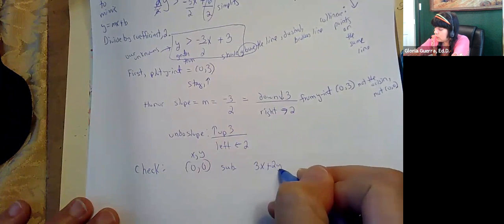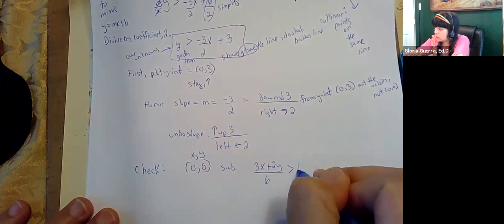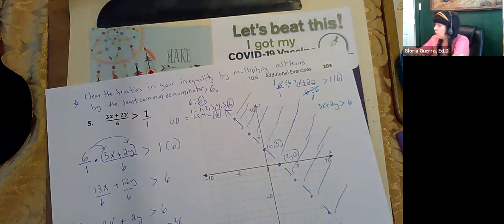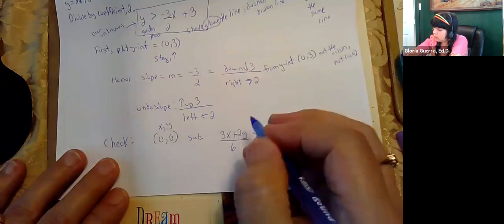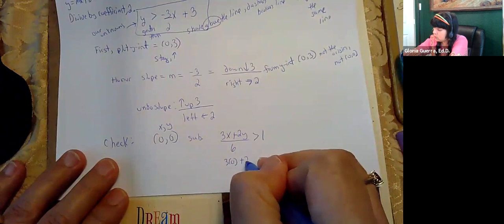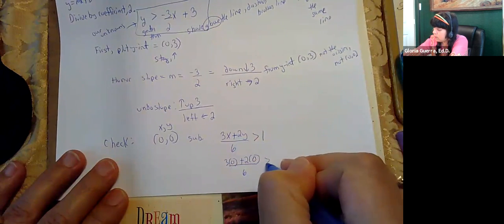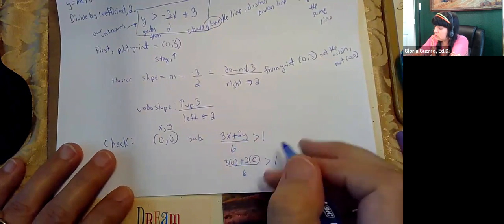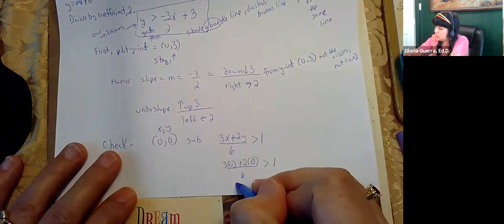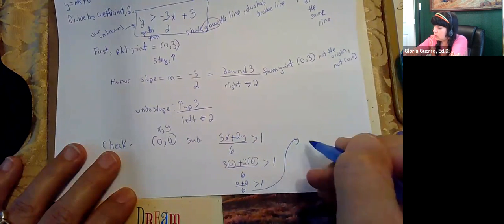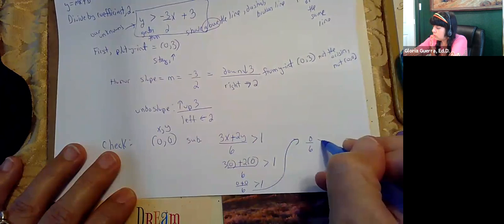3x plus 2y over 6 is greater than 1. Remember, this is the original inequality. And everywhere we have an x, we're going to substitute 0. Everywhere we have a y, we're going to substitute 0. 0 times any number is 0. So you have 0 plus 0 over 6 is greater than 1. And so you have 0 over 6 is greater than 1.